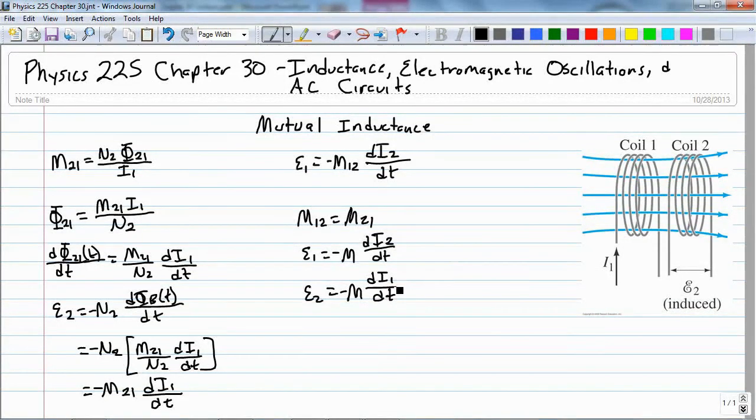So this mutual inductance is very useful, and it's bidirectional between the two coils.